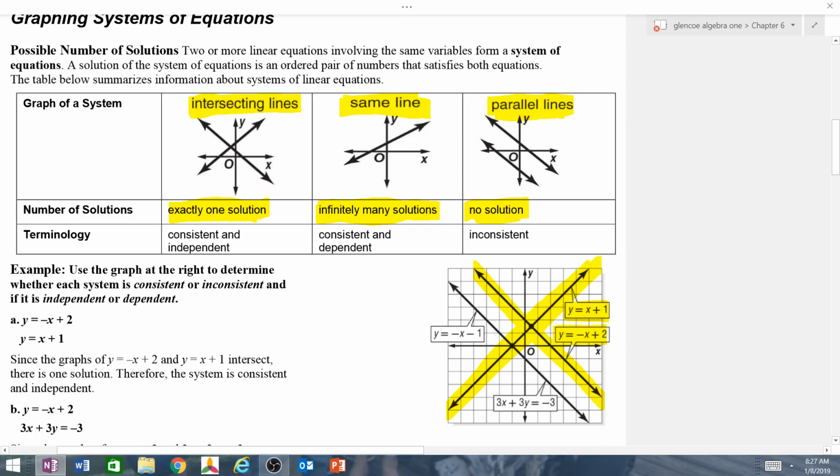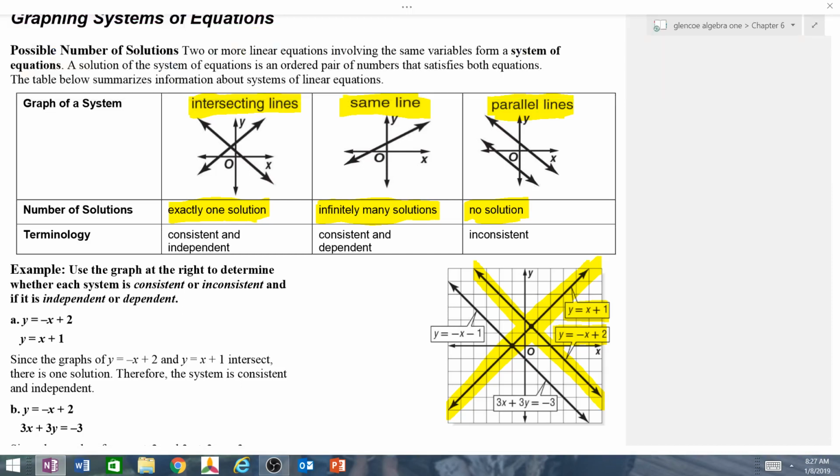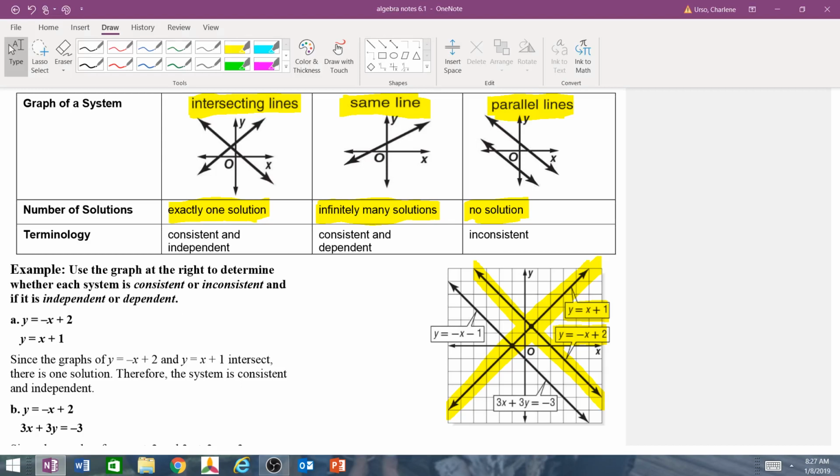First game changer: two lines that intersect have one solution. If it's the same line, they have infinitely many. If they're parallel, they have no solution. So if I were to ask you how many solutions systems of equations can have, you could tell me one, none, or infinitely many. Okay, so let's go ahead and take another example.